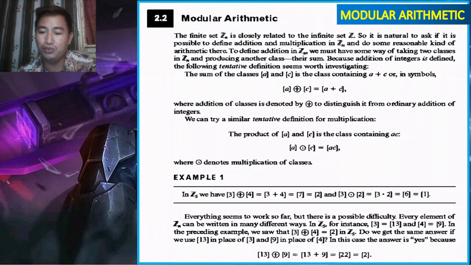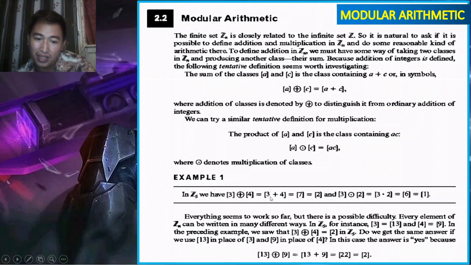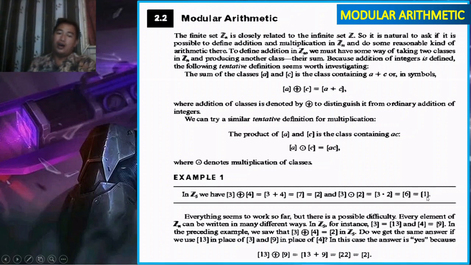So, 3 times 2 pod class, 3 times 2 nga example, is equal to 6. O, so, 6 class, i-divide mo og 5, remainder kay 1. So, equal siya ni 1 nga classes. O, diba? So, dili pwede class mo lapas ni 5. Dili gid yung final answer kung gagmay nga number. Okay, next class. Everything seems to work so far, but there is a possible difficulty.